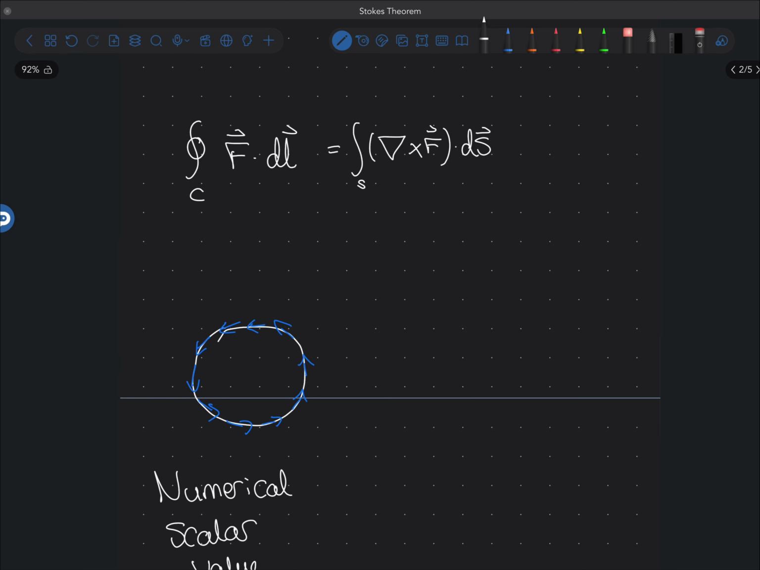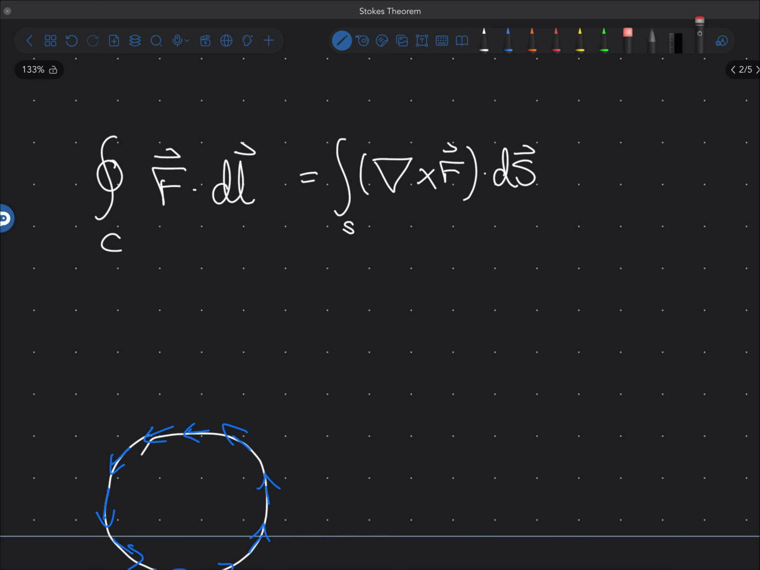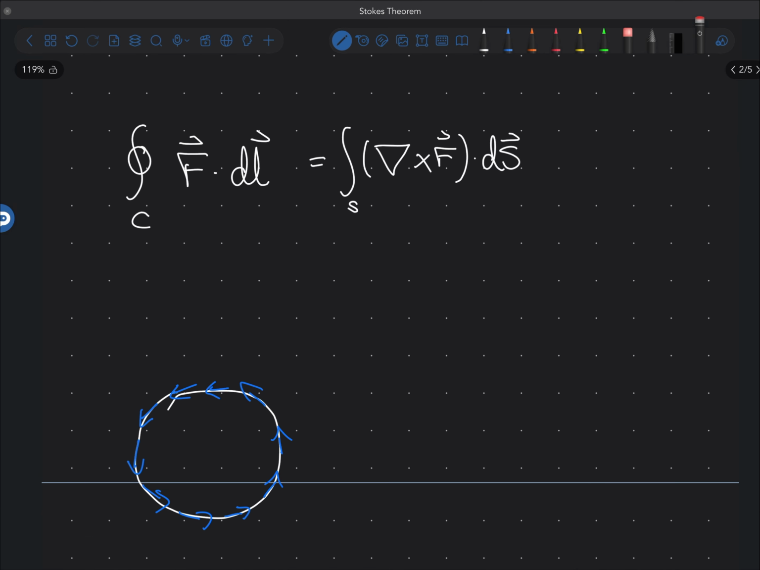Now for the other side of the equation, what we have here is essentially saying the curl summed up across this entire surface bounded within the loop. So let's say everything within here is equal to that numerical value.